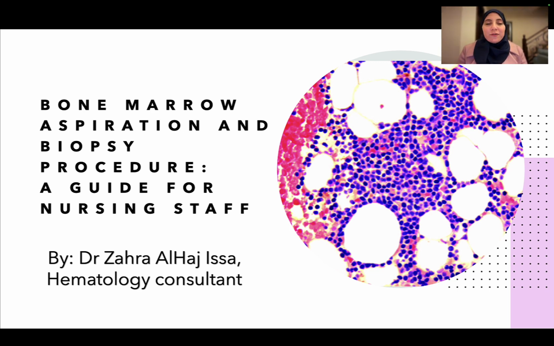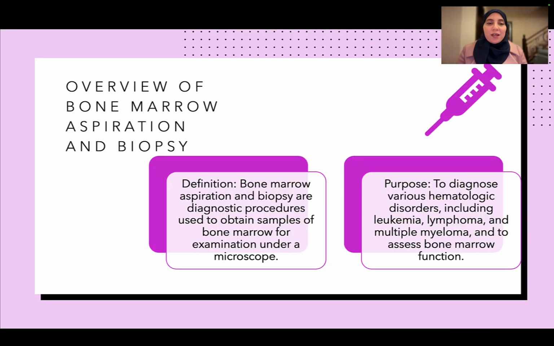So, first lecture is about bone marrow aspiration and biopsy procedure. It's going to be directed to our dear nursing staff. Bismillah. So, we're just going to refresh your mind about the definition.